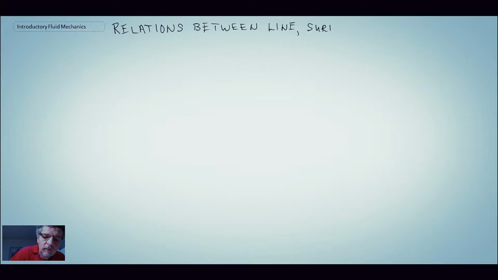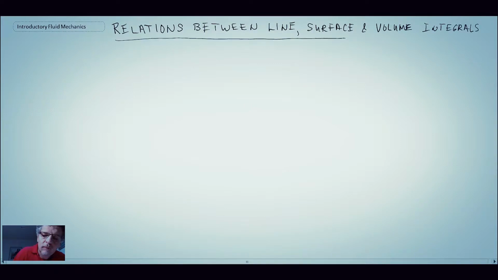The last thing that we're going to look at in this review of vector operators for the study of fluid mechanics is going to be relationships between the line, surface, and volume integrals. We use this sometimes depending upon the nature of the data that you might have. But these can be very useful tools either for analyzing experimental data, numerical data, or even doing analysis.